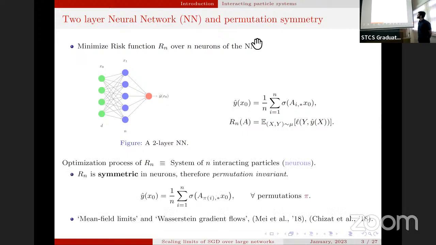So note that if you would like to optimize on the risk function Rn, the optimization process would look like a system of n interacting particles, where when I say particles, I mean the purple ones, which are the neurons here. And note that the output of the neural network is symmetric in the neurons. That is, if I take any permutation, commute my neurons, the output should stay the same. So there is a kind of symmetry embedded in the problem. And if you exploit this symmetry, then groups at Stanford and in India have studied optimization problems on neural networks with the help of the theory of mean field limits and Wasserstein gradient. The attempt is to go beyond.